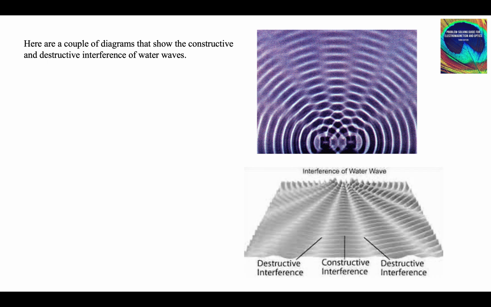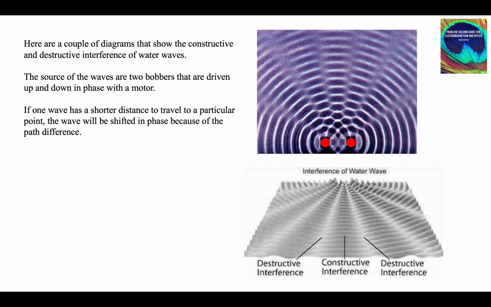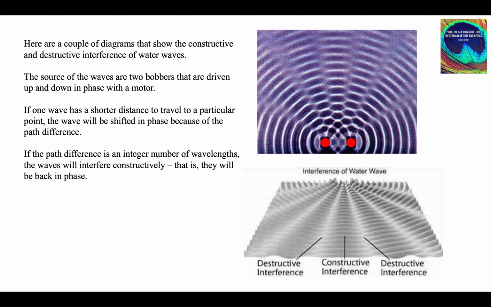Here's a couple diagrams that show the constructive and destructive interference of water waves. The sources of the waves are two bobbers right here. They're driven up and down at the same time with the motor. They're in phase. They go up together, they go down together. And you get this pattern. If one wave has a shorter distance to travel to any point in this plane on the water, the waves will be shifted in phase because there's a path difference. They're not in phase anymore.